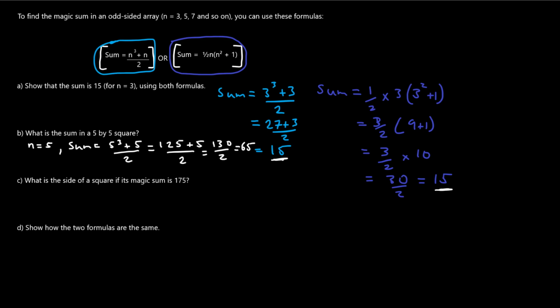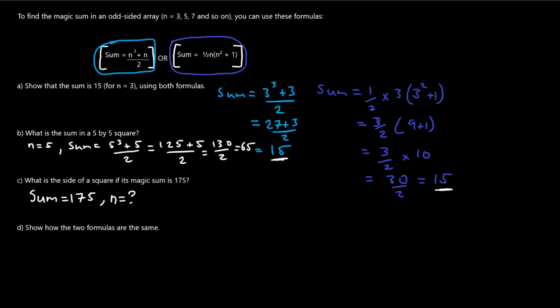Now for question C, what is the side of a square if its magic sum is 175? Okay, so this one's a little bit different. This time it tells us what the sum is. So the sum is equal to 175, and n, we don't know. N is what we have to find.